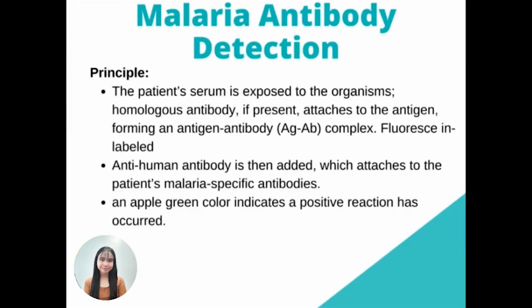Malaria antibody detection. Malaria antibody detection for clinical diagnosis is performed using the indirect fluorescent antibody test. The procedure can be used as a diagnostic tool to determine if a patient has been infected with Plasmodium. Principle: the patient's serum is exposed to organisms. Homologous antibody, if present, attaches to the antigen, forming an antigen-antibody complex. Fluorescein-labeled anti-human antibody is then added, which attaches to the patient's malaria-specific antibodies. An apple green color indicates a positive reaction has occurred.